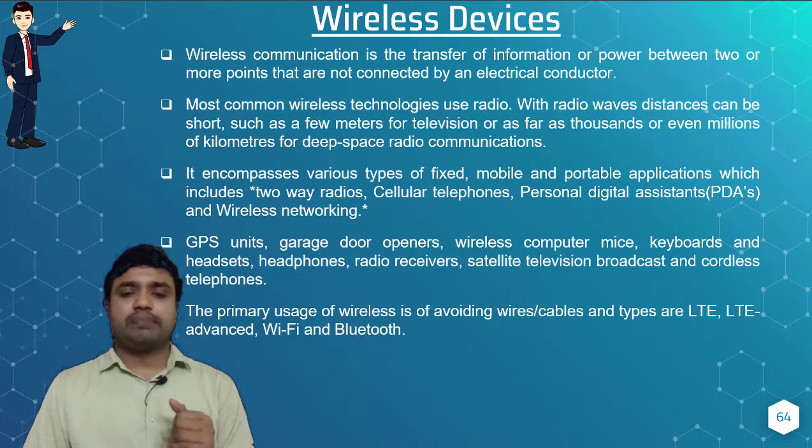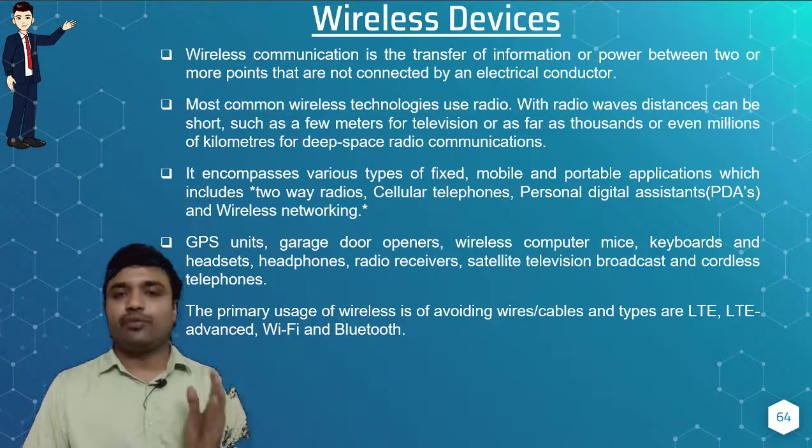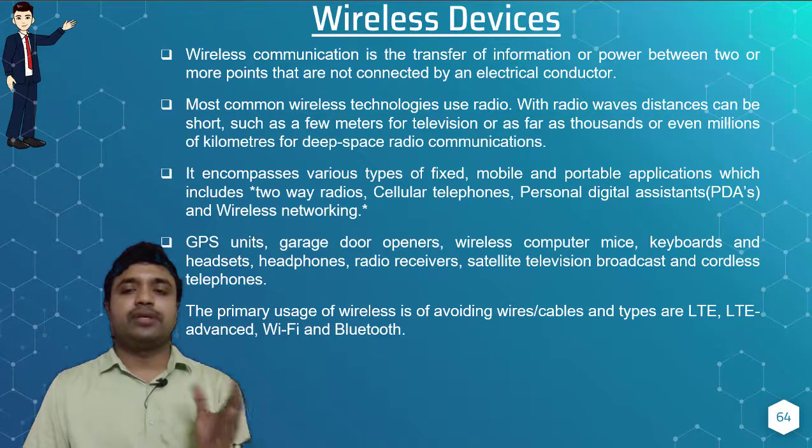The primary usage of wireless is avoiding wires or cables. That means why we opt for a wireless implementation is to avoid wires. The layout of the wires is avoided completely. Some of the types of wireless implementations are the LTE network, that is a cellular network. LTE stands for long-term evolution, and LTE Advanced is a technology associated with 4G wireless cellular technology, that is VoLTE, voice over long-term evolution, and also Wi-Fi and Bluetooth. So these are some of the types of wireless communication implementations.